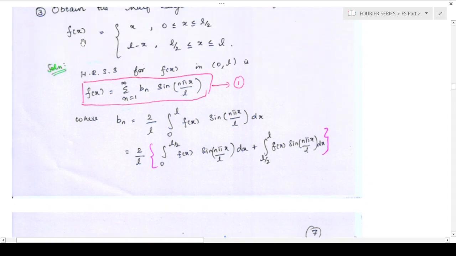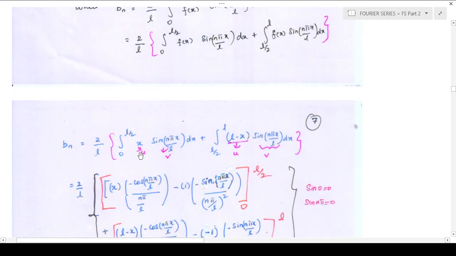It is a split function, isn't it? In the split interval, they have given the function. So what you have to do is 0 to L by 2, you have to apply x. L by 2 to L, you have to apply L minus x. So 0 to L is split as 0 to L by 2, L by 2 to L. Then here it is x. Here we have to substitute L minus x.